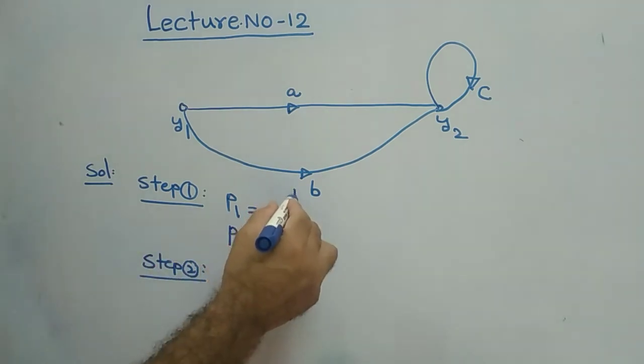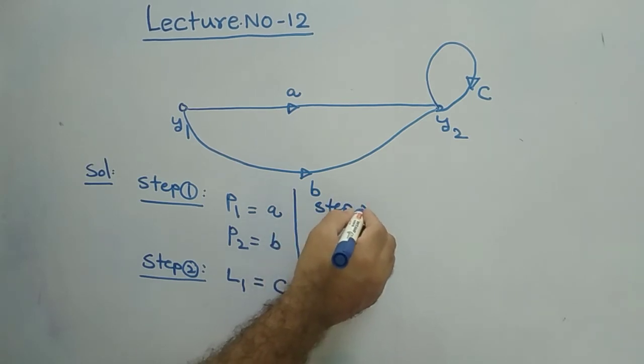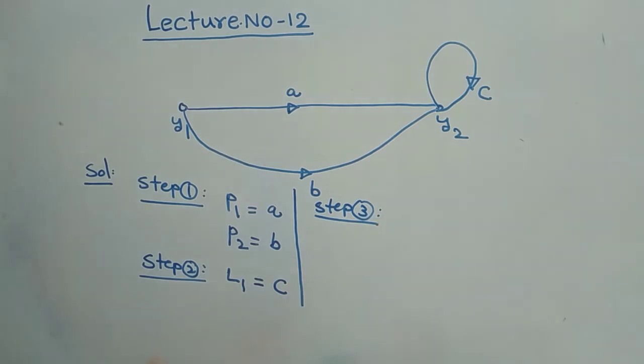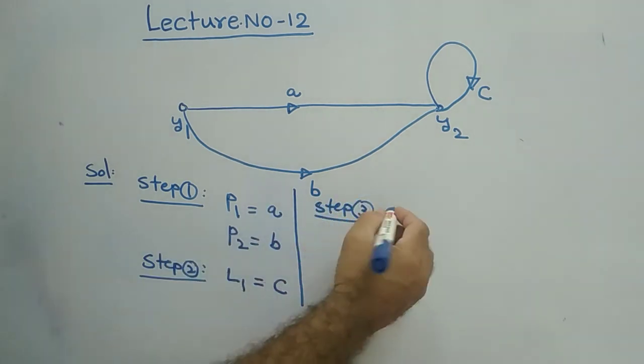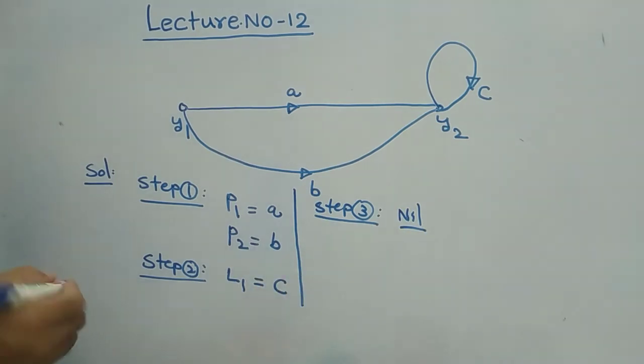And step number 3. What is your step number 3? 2 non-touching loops, 3 non-touching loops. You have only one loop. Therefore, there is no question of 2 non-touching, 3 non-touching. Therefore, nil, because you don't have any 2 non-touching loop or 3 non-touching loop.